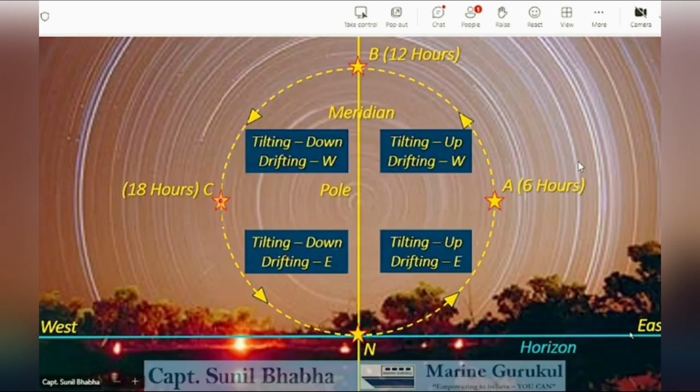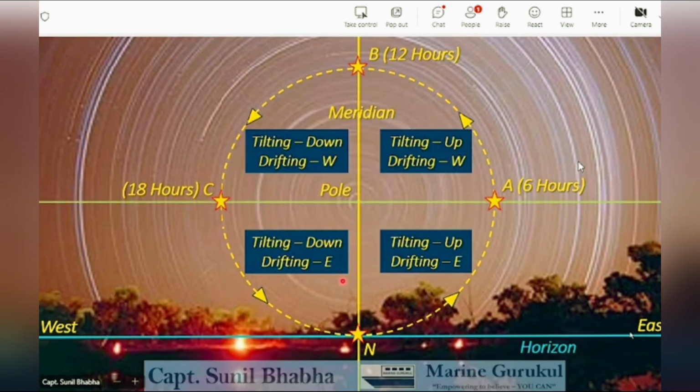Also, if you notice, from point Charlie to point November, the star's azimuth or star's direction is now moving in the easterly direction. It is moving towards the right side of the diagram. The right side of the diagram is the easterly direction. So the drifting of the spin axis will be easterly.